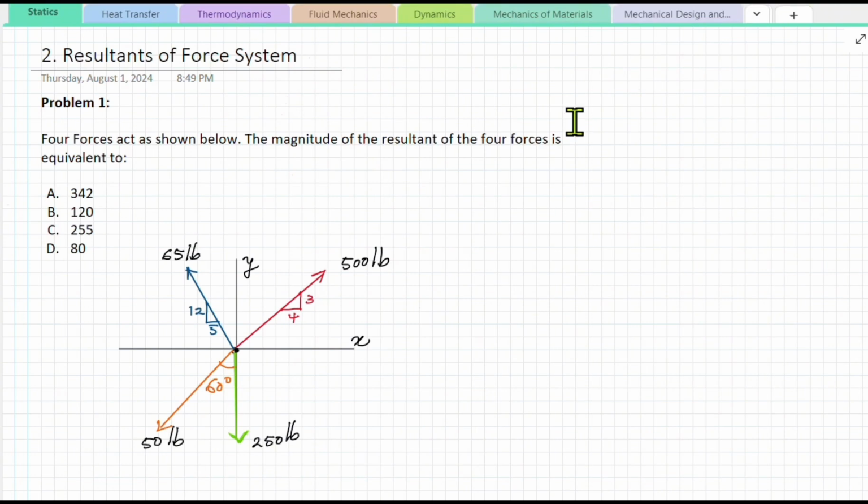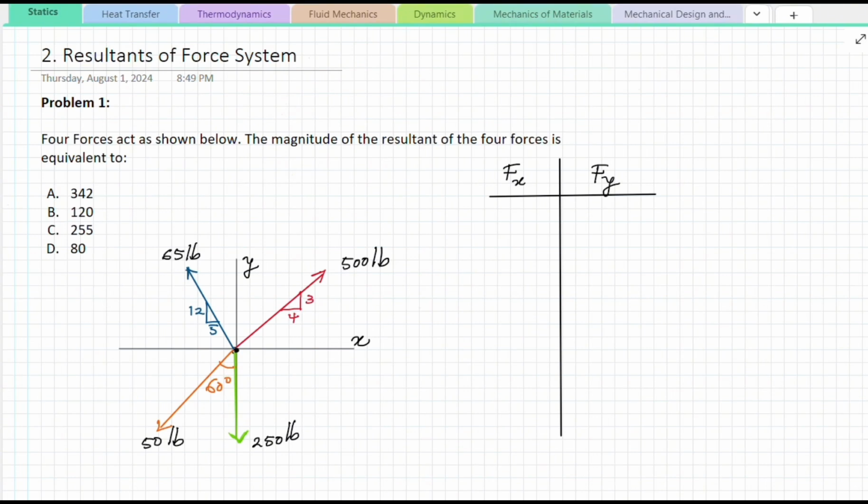All right, so the very first step will be to draw our table for each of the forces' components. As you can see, this is just a force system in 2D, so we only have to worry about the X and Y axes. So let's draw our table: Fx for all the X components of each of our forces, and then Fy for all the Y components.